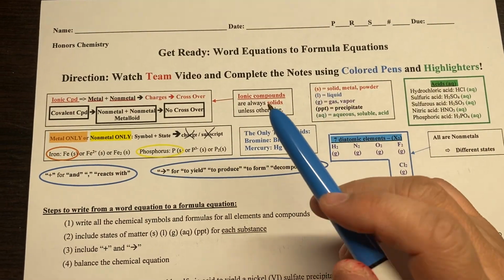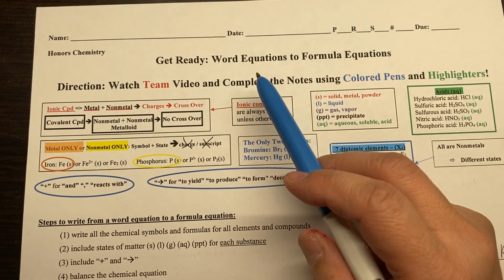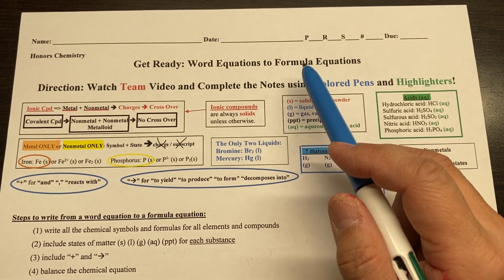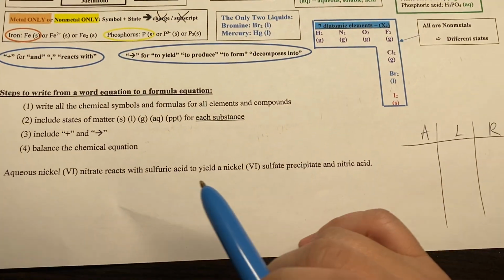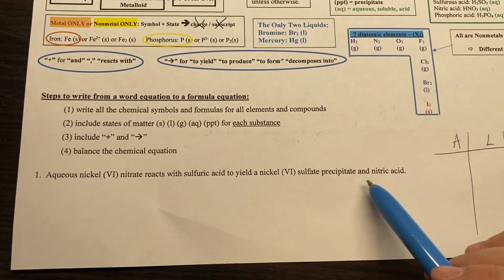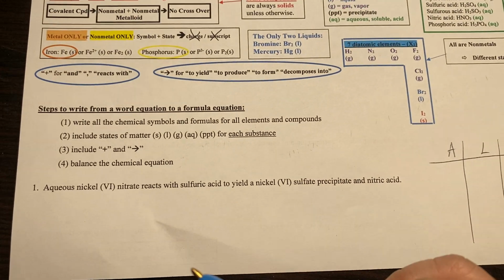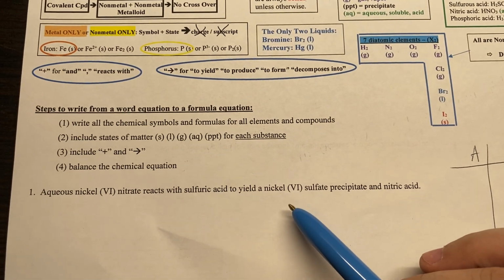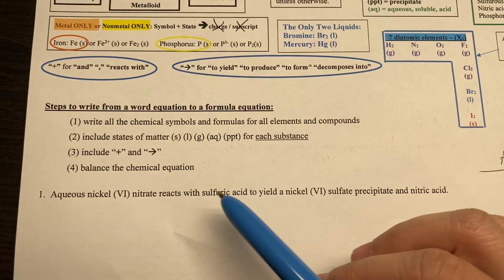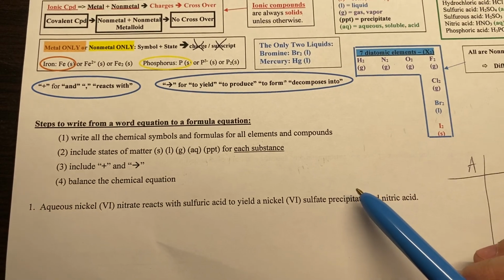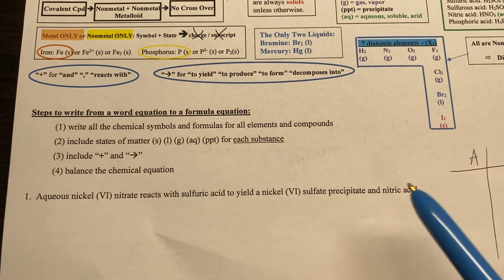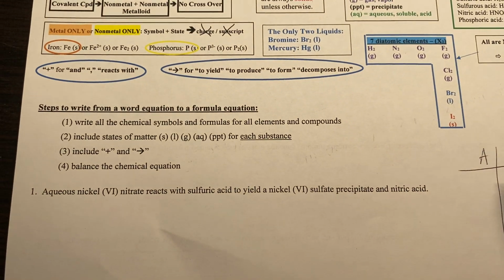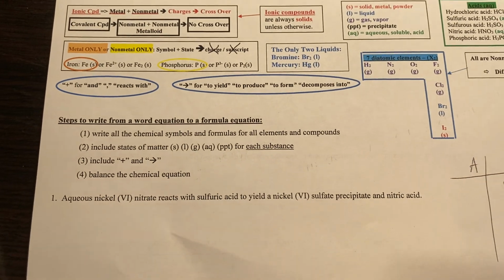Hi, in this video, I'm going to talk about how to get ready for the conversion from word equation to formula equation. Now, a word equation will be something like this. It's like a written sentence that tells you exactly what happened, like what reactant reacts with what reactant to form what product, or what reactant decomposes into what two or three products, like written sentences.